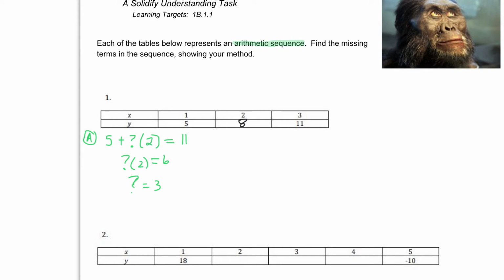And I can check that. Is 8 plus 3 also 11? And that's true. So that's one way of going about this. I'm going to show you another way. I'm going to call it strategy B.